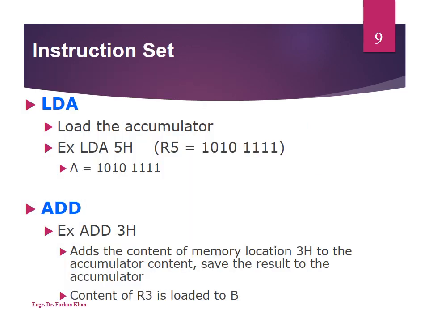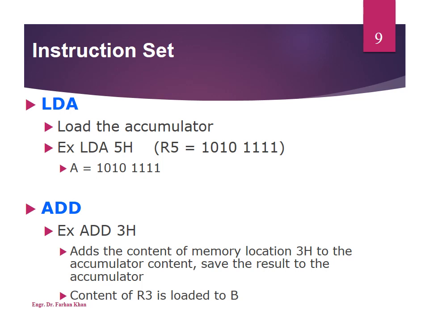Let's go briefly through the instruction set and how they work. The first instruction in SAP1 is LDA, which is short for load the accumulator. It loads the accumulator with data from the RAM. For example, if the instruction is LDA 5H, then the contents of memory location 5 in the RAM would be loaded onto the accumulator. Let's assume we have 10101111 at memory location 5 of the RAM. This number would be loaded to the accumulator. So now register A contains this number which was at memory location 5 of the RAM.